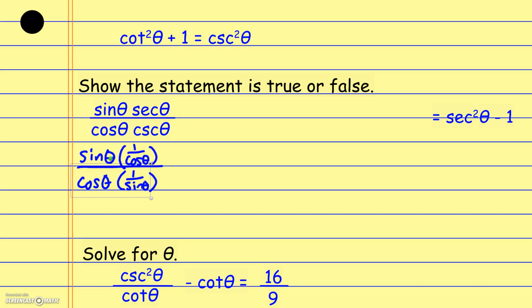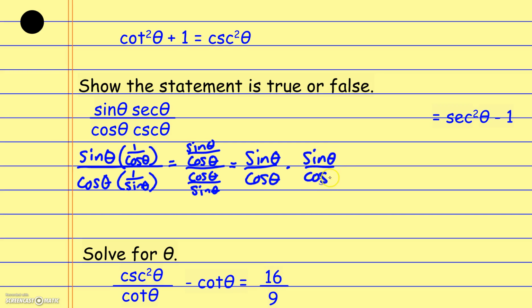And now I'm just going to multiply these two fractions in the numerator and denominator. In the denominator, I get cosine of theta over the sine of theta. Now this fraction looks a little bit messy, but remember, dividing by a fraction is the same as multiplying by the reciprocal. So that first fraction stays the same, times, I just multiply by the reciprocal, so I flip that bottom fraction to sine of theta over cosine of theta.